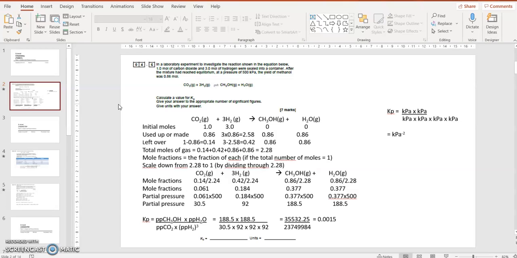Now this is what you've got to do, you've got to work out mole fractions. Let me talk you through this. Total moles of gas: if I add up 0.14, 0.42, 0.86 and 0.86, I've got 2.28 moles of gas. I need to scale that to be 1 mole in total. So instead of 2.28 moles in total, I need to scale it down to 1. So I need to divide through by 2.28.